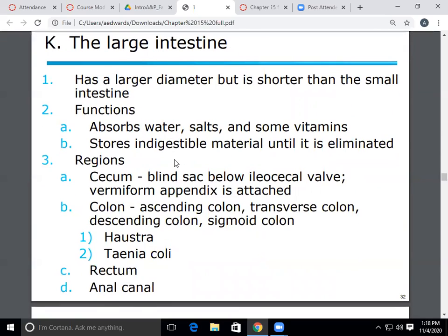So let's take a break, and you can talk to your partner about what you learned about the small intestine. You can do this at home as well.